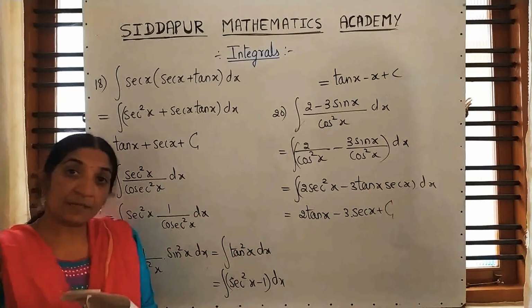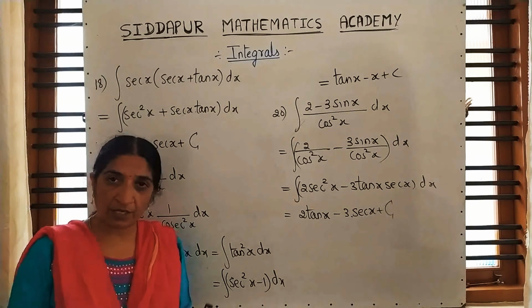Now we have 2 multiple choice questions in exercise 7.1. I will explain that.